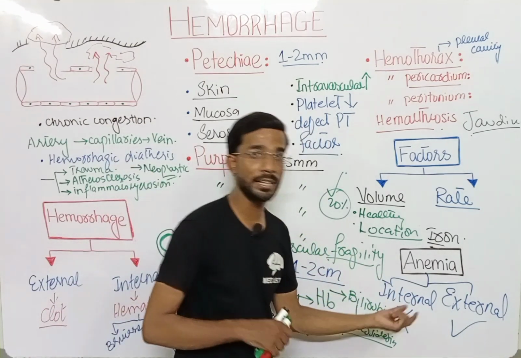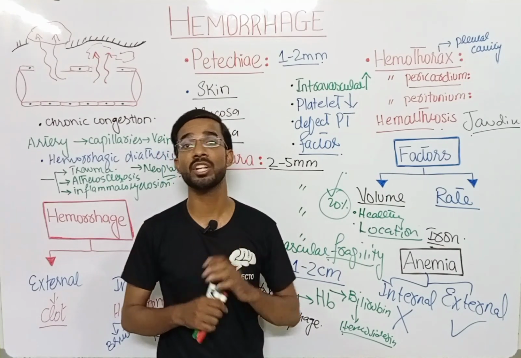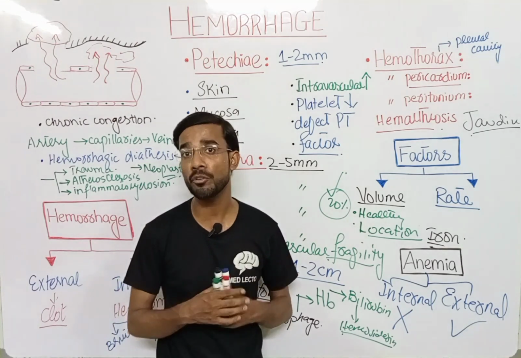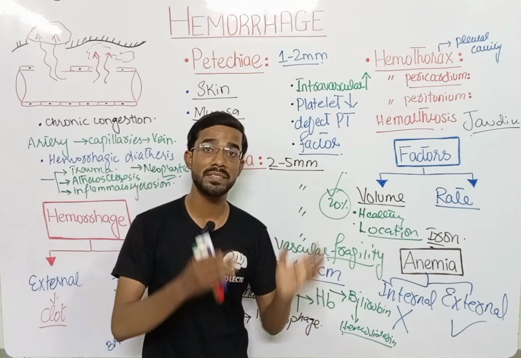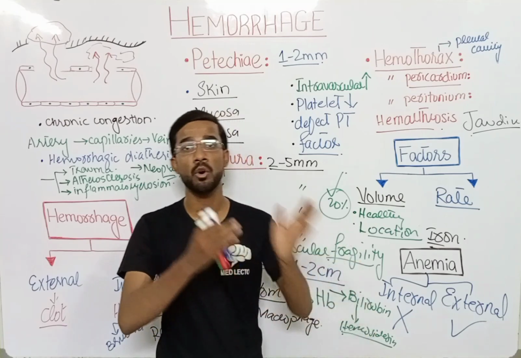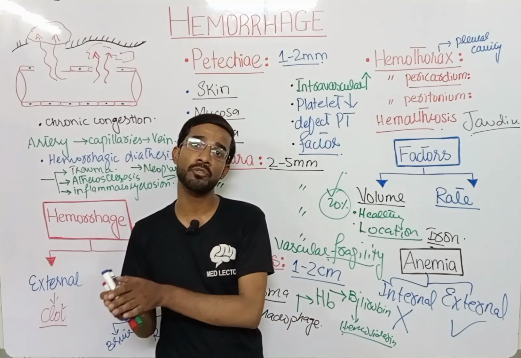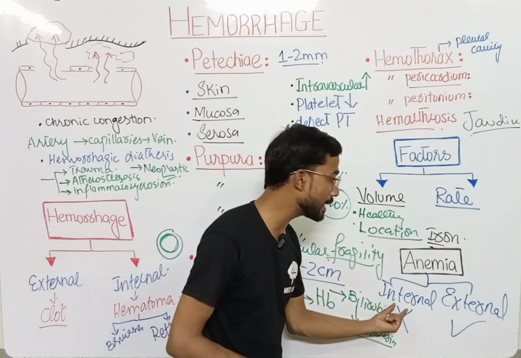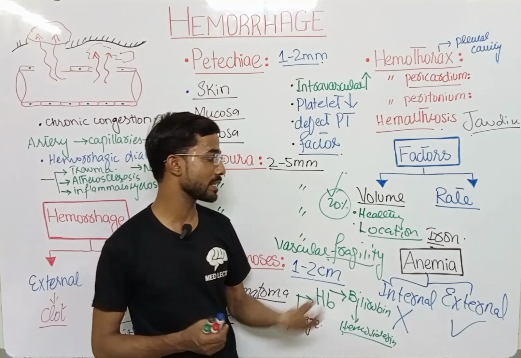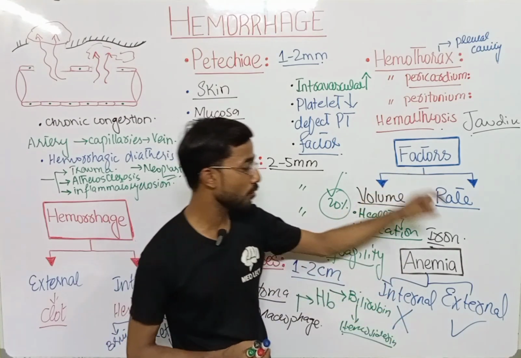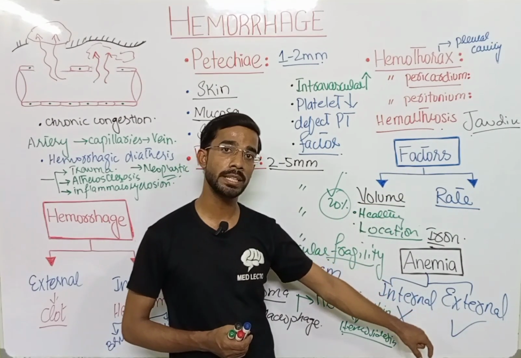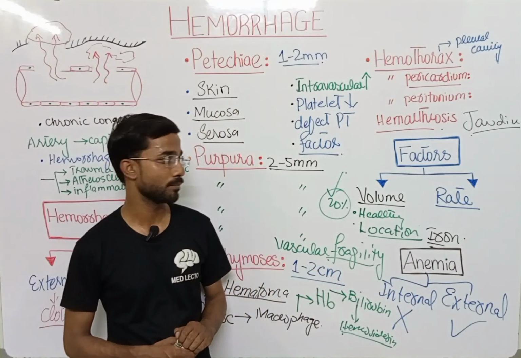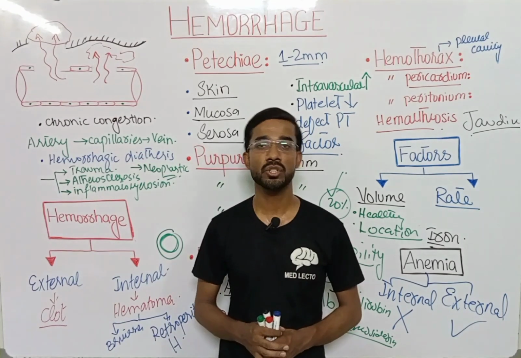But in the internal bleeding, you will see the formation of the hematoma. And the hematoma can be cleared up by the macrophages. And the iron that is present in the RBCs will go toward the macrophages. And from the macrophages, this iron can be again utilized in the body. So it means that in the internal bleeding, you will never see the iron deficiency anemia. But when you will see the external bleeding, you will see the iron deficiency anemia, because in this case you see the loss of the iron. So these are basically the different situations of the hemorrhage.